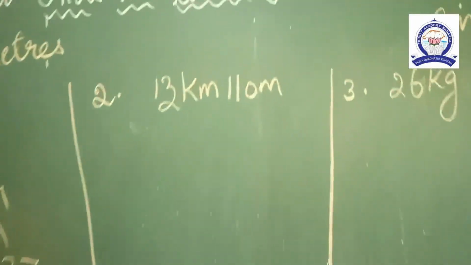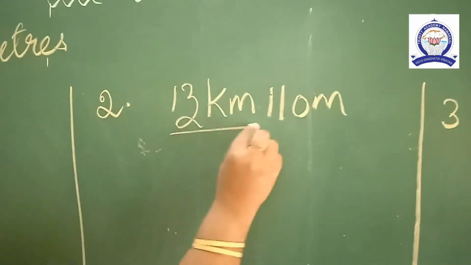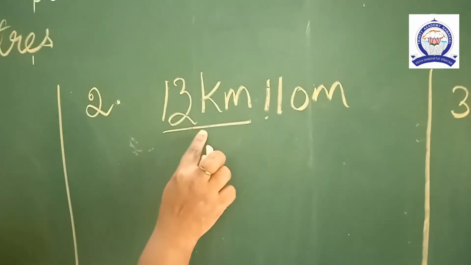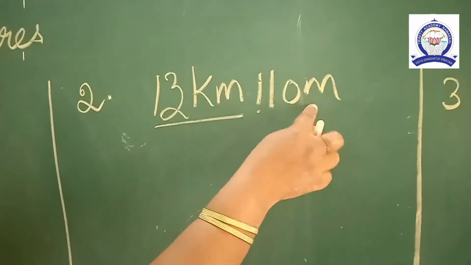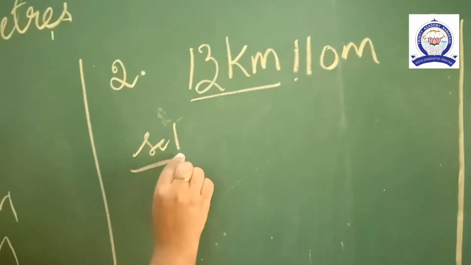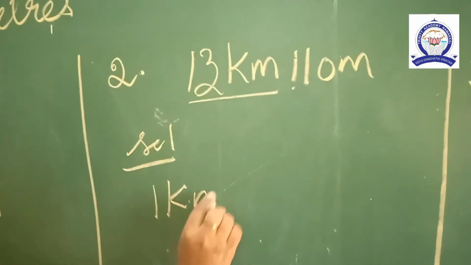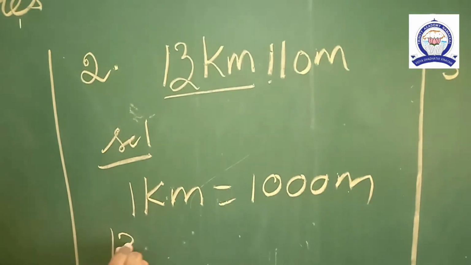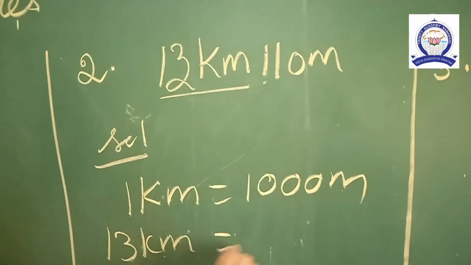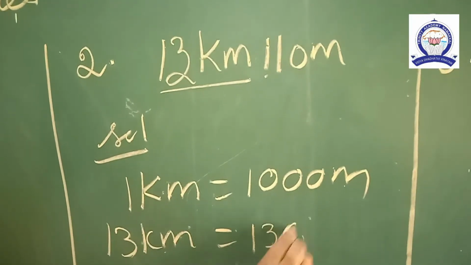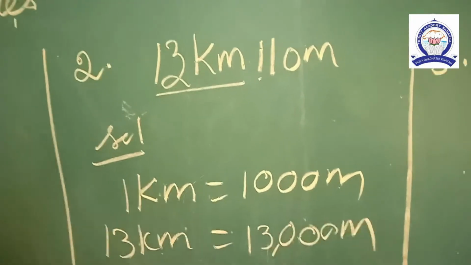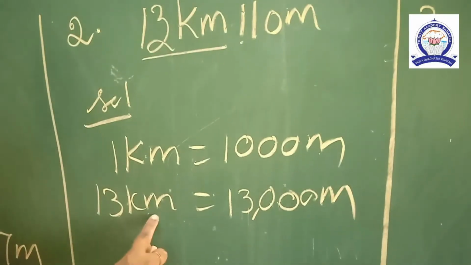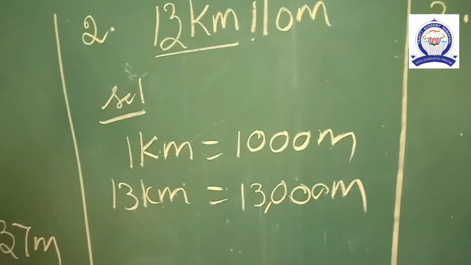See the second question. 13 kilometer 110 meter. We have to convert this 13 kilometer into meter. So solution: you write the formula, 1 kilometer is equal to 1000 meter. Similarly, 13 kilometer is equal to 13,000 meter.